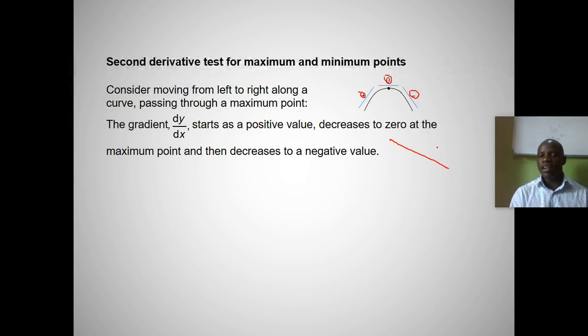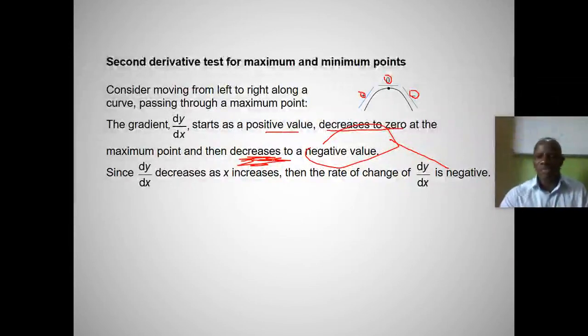So what is happening? From positive, you go to 0. You're going downwards from positives to 0 to the negatives. It means you're going low, isn't it? So dy dx has started positive, it decreases to 0, and it goes to a negative. So it's actually decreasing. Dy dx is decreasing. Now, why are we talking about this?